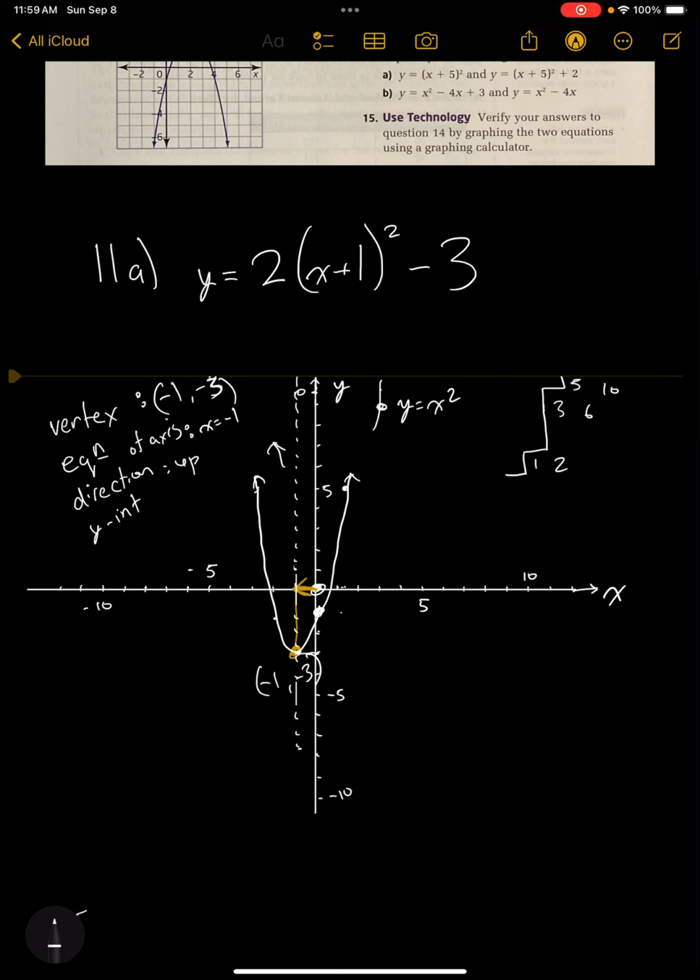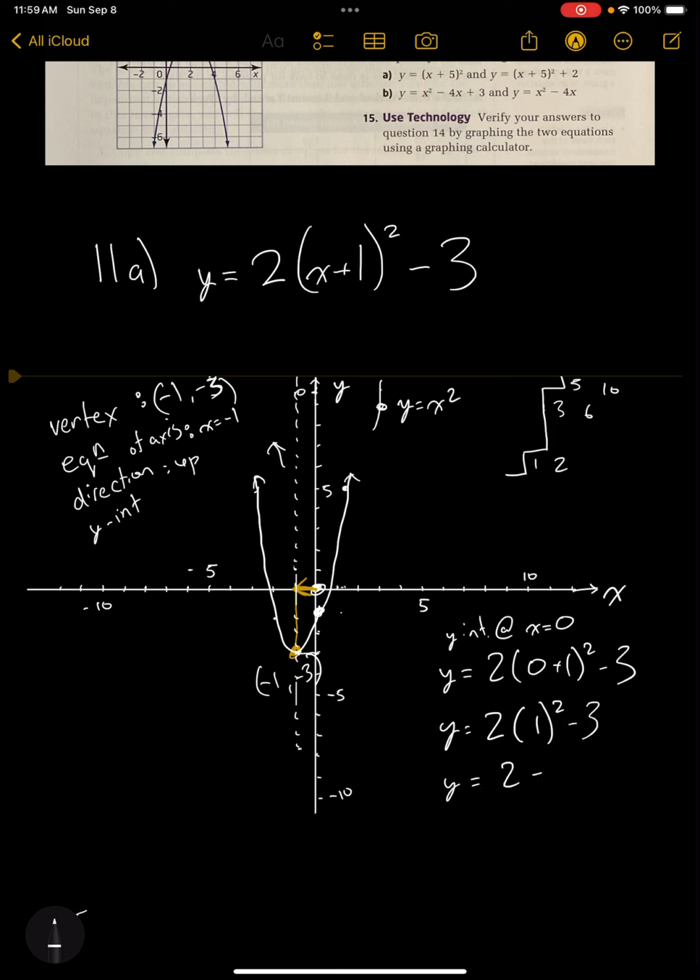And the y-intercept, basically, is at x equals 0. So y equals 2 times 0 plus 1 squared minus 3, y equals 2 times 1 squared minus 3, y equals 2 minus 3, y equals minus 1. And we see that the y-intercept is x is 0, y equals minus 1. And that's how we do it.